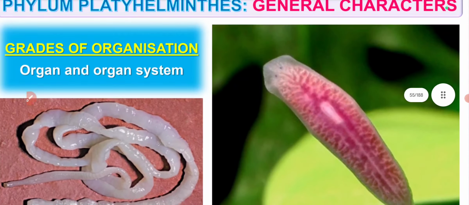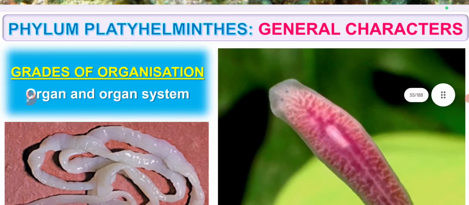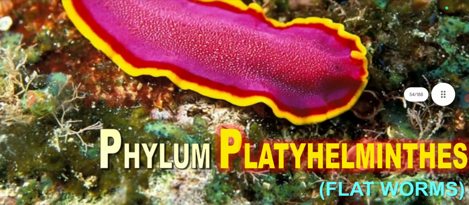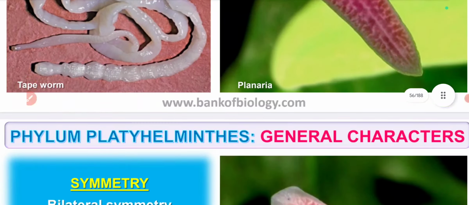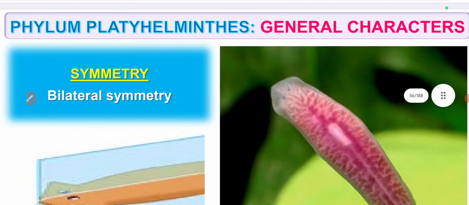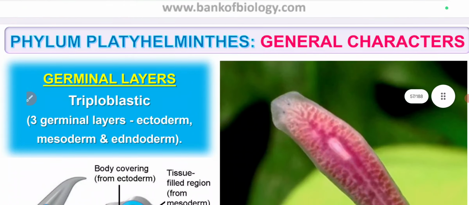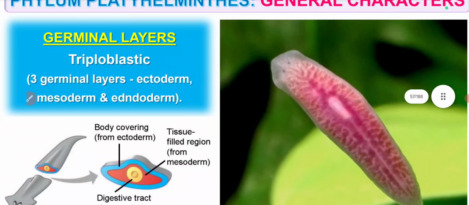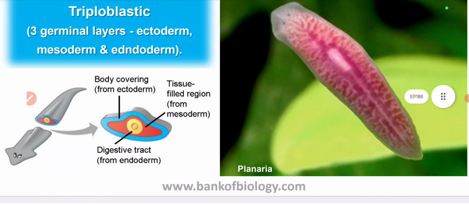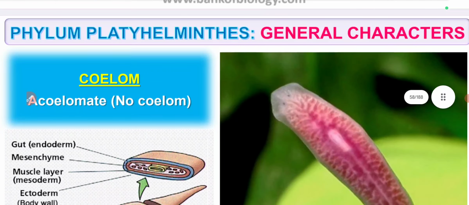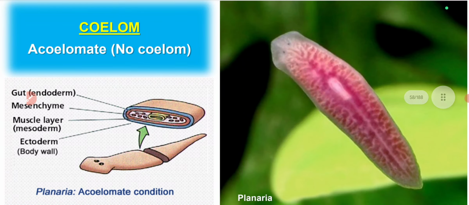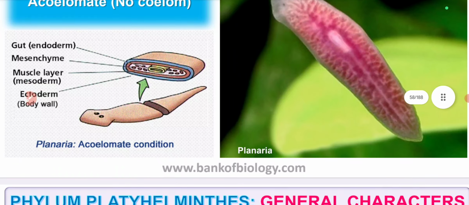Next is the phylum Platyhelminthes, which are called flatworms. They are more advanced than the previous phylum. The organization is organ and organ system level, and the symmetry is bilateral. The germinal layer is triploblastic: three germ layers are present, ectoderm, mesoderm and endoderm. Next is coelom. Acoelomate means coelom is absent, as you can see in the diagram.